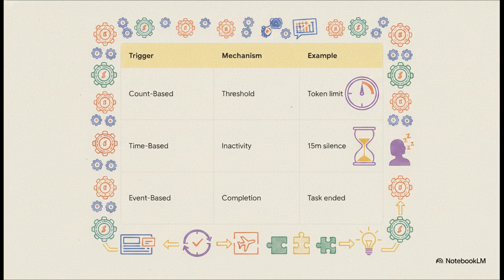Developers typically rely on 3 types of triggers here. First, count-based triggers. This is a simple threshold limit. It executes a compaction job the second your token size or turn count hits a predefined maximum.